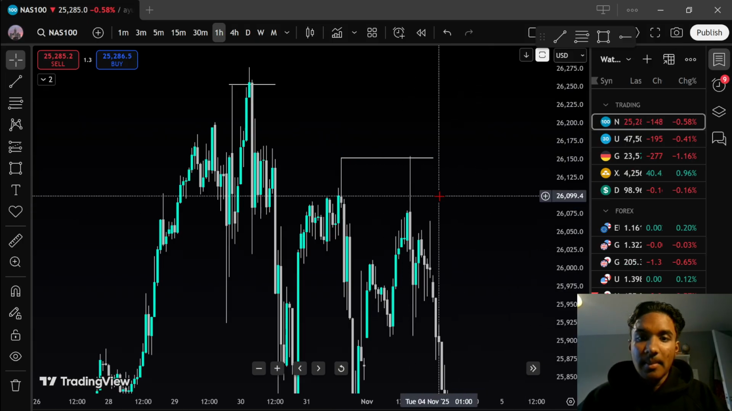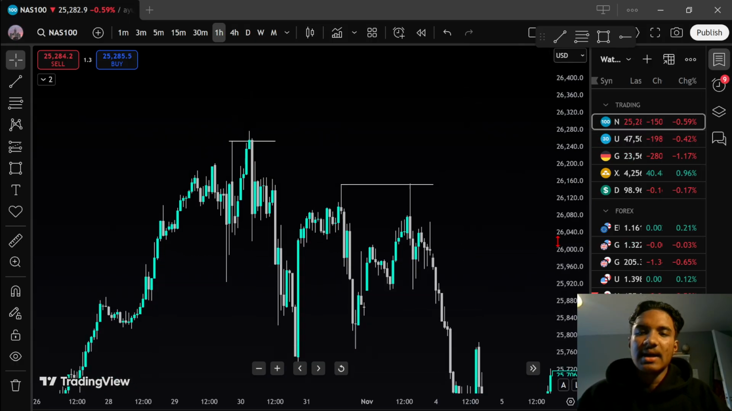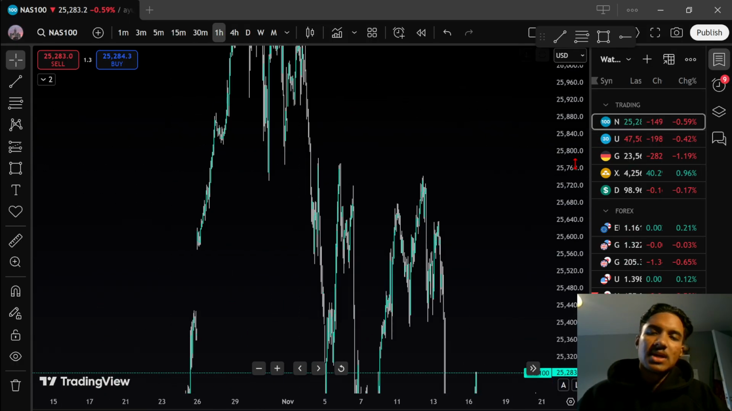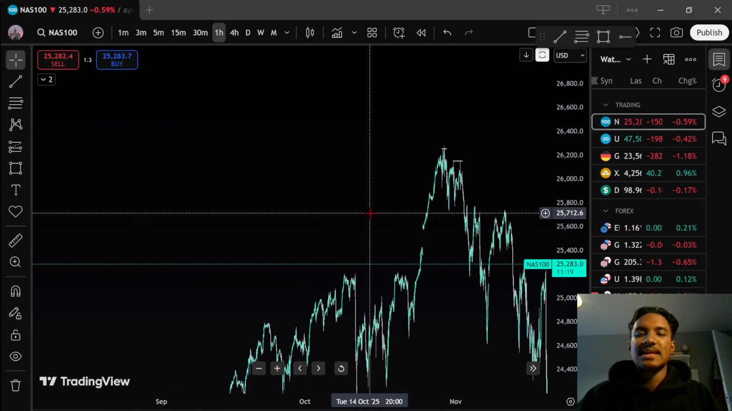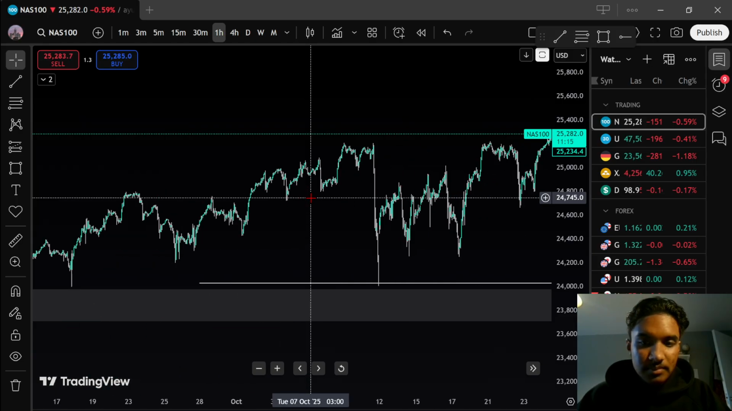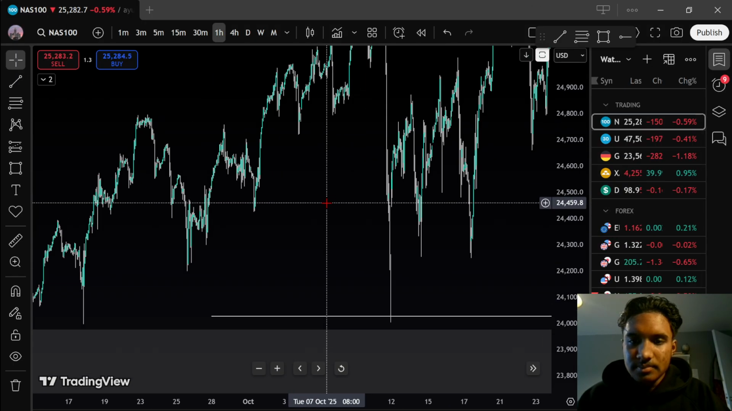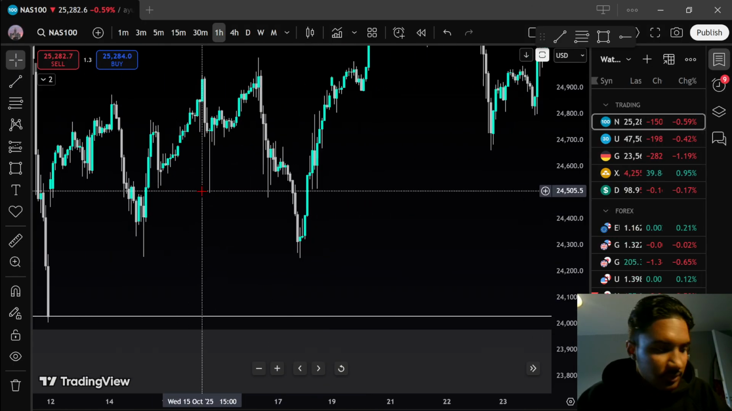Okay, boom. Why is it so perfect? Just ask yourself, why is it so perfect that it sweeps the high and then dumps? It's literally because it needs the liquidity to move. It needs liquidity to move. Let's find some other examples. I think there was one right here.